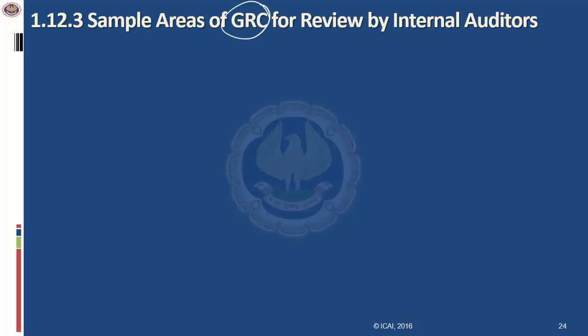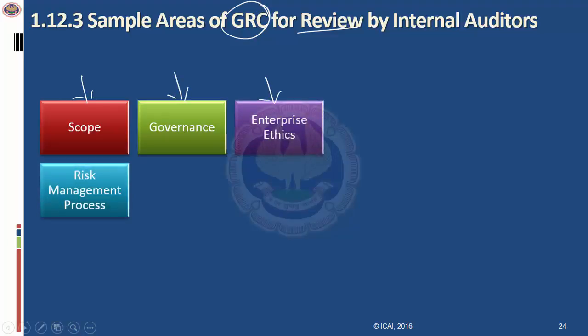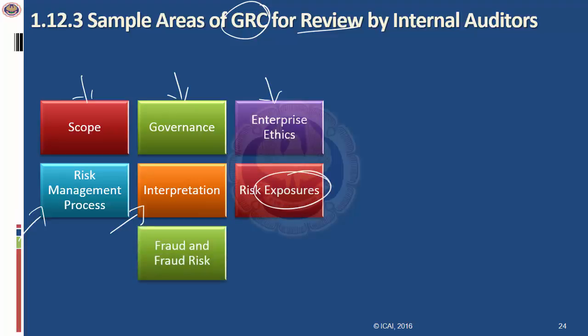Here we look at GRC review from the perspective of internal audit using COBIT. So you define the scope, define what areas of governance you're going to look at, define the culture, ethics, and behavior of the enterprise, and define how the risk management process is being done. You also decide how the practices pertaining to COBIT have been interpreted, and the risk and exposures within the enterprise as they exist. You also look at the potential for fraud and fraud risk. These are some of the key aspects you look at when you do a GRC review.